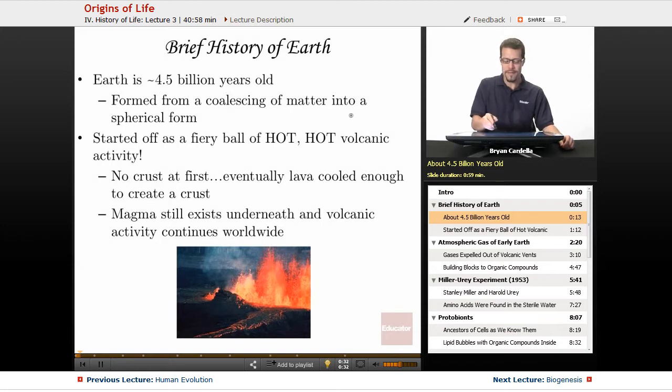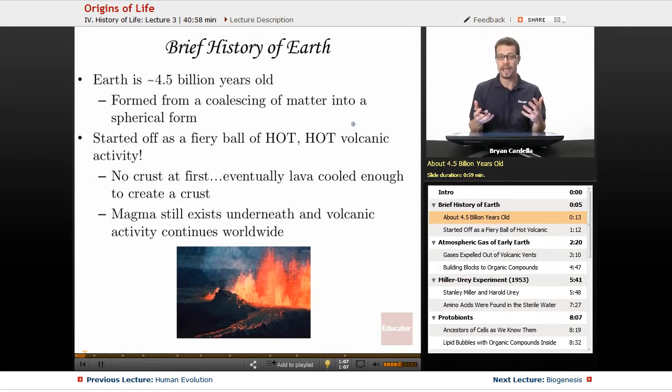Formed from a coalescing of matter into a spherical form. I won't get into a lot of detail here. You could take an astronomy or astrophysics course that could explain more details about that. But after the Big Bang, after the universe originated, you had a lot of matter coming together in different ways, forming the galaxies, forming stars as we know them. And for the Earth, you just had what is natural for matter to do, coming together in a spherical form. But at first, it wasn't the Earth as we know it.